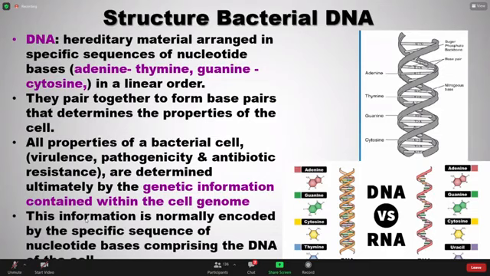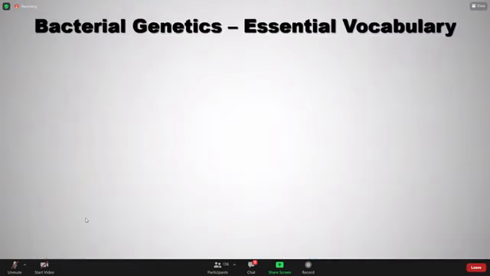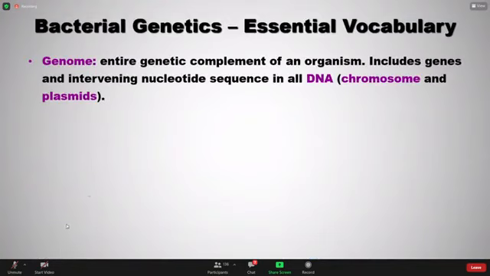The most important thing I would like you to take note of from this slide is that genetic information is contained within the cell genome. And then we say cell genome. What do we mean by genome? It's a sequence of DNA. The entire complement. So it's the genes arranged together. Collectively, they make the genome of the bacteria. All right. Okay.